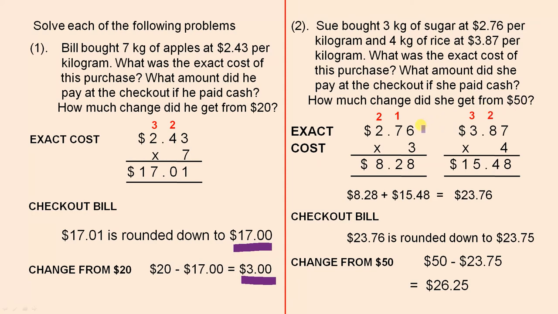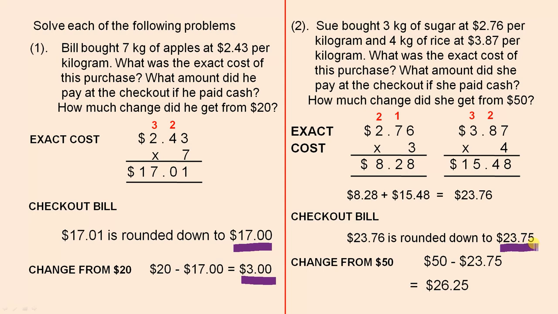So with respect to sugar, it's 3 times $2.76, which gives you $8.28, and I've included the trading. With respect to the rice, it's $3.87 times 4. That gives you $15.48. So if you add $8.28 and $15.48, that gives you $23.76 is the exact cost. Now at the checkout, remember there are no 1 cent pieces, so $23.76 is rounded down to $23.75. So that is the checkout bill.